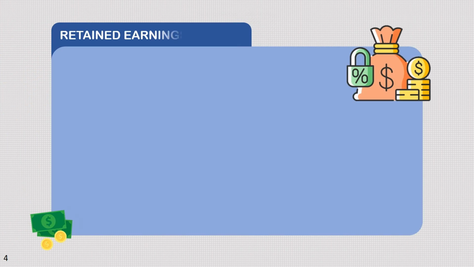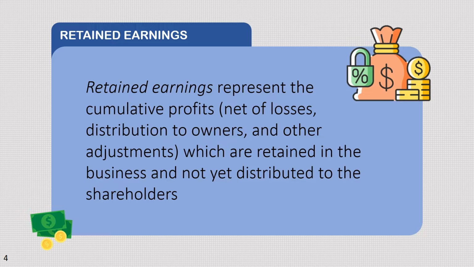Retained earnings. Retained earnings represent the cumulative profits, net of losses, distribution to the owners, and other adjustments which are retained in a business and not yet distributed to the shareholders. So, yung retained earnings ay yung iniipon na profit para ma-distribute siya sa shareholders pero sa future pa pwede ma-distribute.